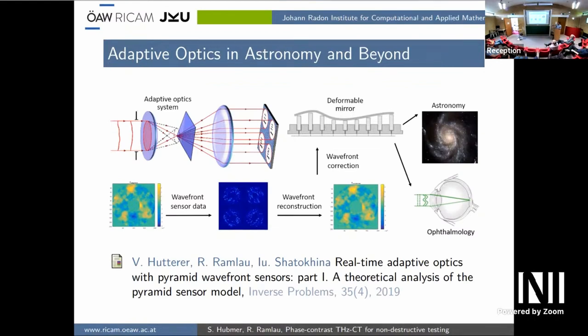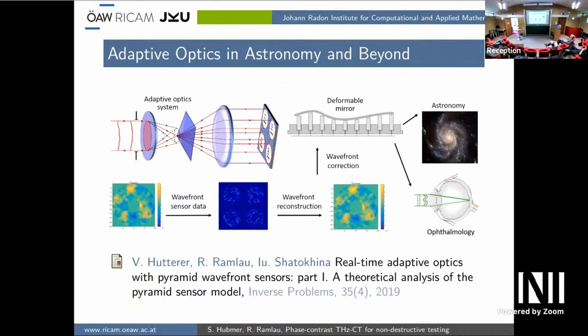So this would be a turbulence coming in. This would be what is measured. And from this, you reconstruct the wavefront, like the atmospheric turbulence, more or less. And then you use deformable mirrors. So you form a mirror in such a way that light, after it reflects from such a deformable mirror, is again not aberrated. So you measure the aberration, you place a mirror. After reflection, the light is non-aberrated. And in the end, you get good images.